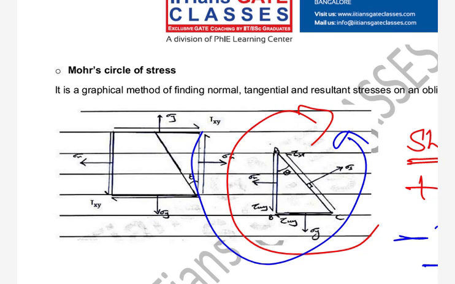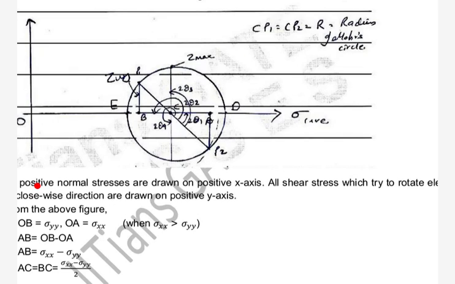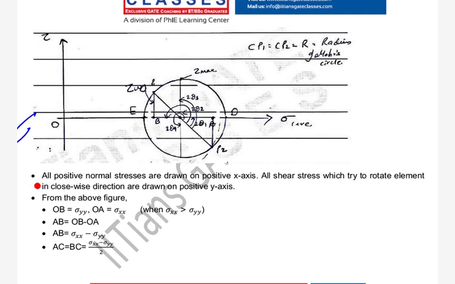Okay, now let's look here. We are drawing the Mohr circle. Is it now visible? Okay, all right. So you can see here all positive normal stresses are on the positive x-axis. All shear stresses which try to rotate the element in clockwise direction are on the positive y-axis. So this sign convention is clear.